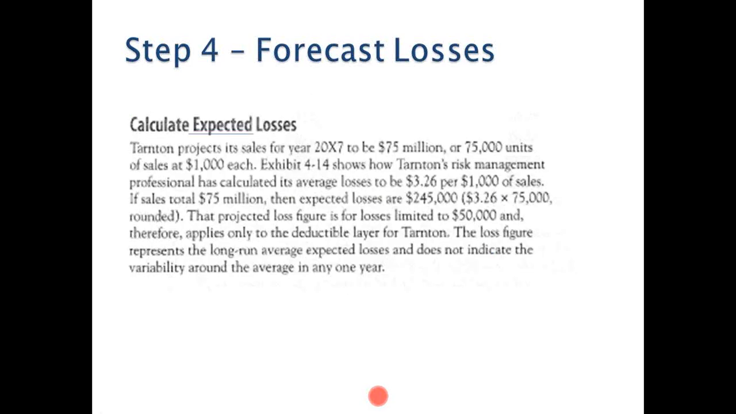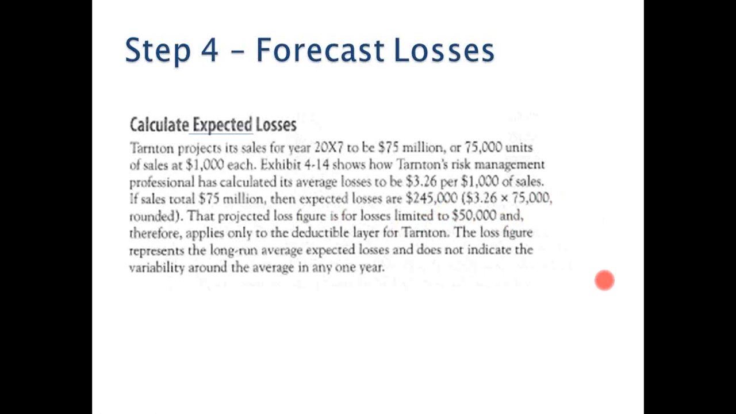So here's the example that's given in the book of calculating the expected losses. Target projects its sales for year 2007 to be 75 million, or 75,000 units of sales at $1,000 each. And we'll show in the exhibit how Target's risk management professionals calculate its average losses to be 3.26, which is what we did on the previous slide. So if the sales totaled 75 million, then the expected losses are $245,000. How do we get that? It's 3.26 times 75,000 units, or 75 million in sales, which equals $245,000. That's what we can expect in losses.